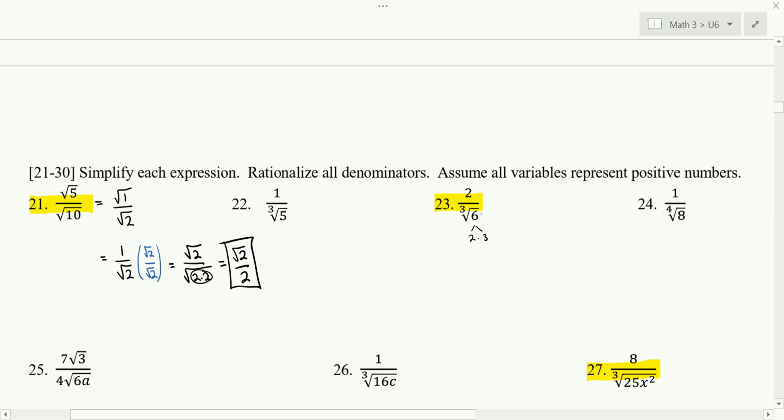To get rid of our cube root, we're going to have to be able to create a set of 3 things. We only have 1 2 and 1 3, so we need 2 more of them. So I'm going to need to multiply by 2 more 6's.